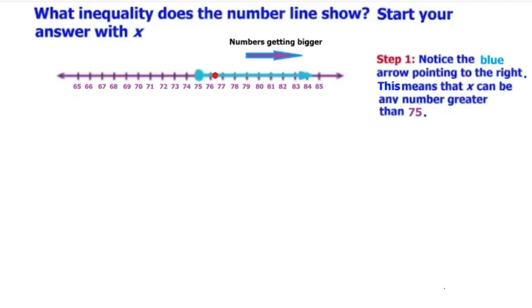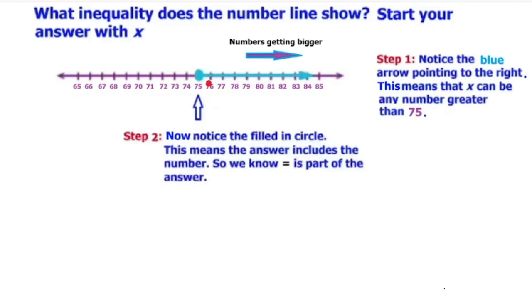Now notice the filled in circle. This means the answer includes the number because this is filled in. So we know equals is part of the answer. If it wasn't filled in, if it was just a circle around here that's not filled in, it would not include 75. So now we are ready to write our answer.